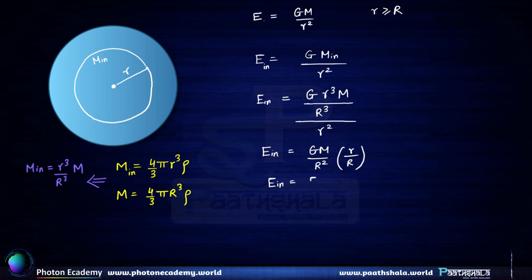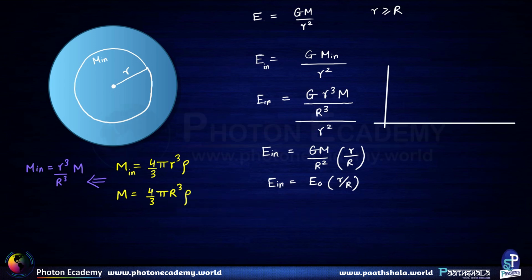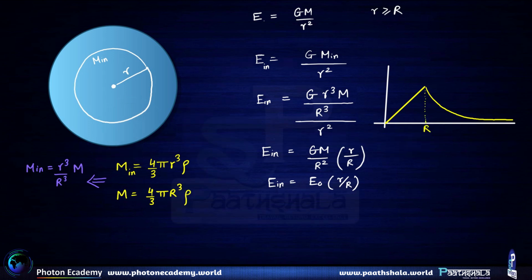So I am just writing down Gm upon R square as E naught into r upon R. If we want to draw the graph of this expression, this is the y-axis, this is the x-axis, then this linearly increases till the distance R, and after the distance R it goes down as 1 upon r square. So this is a continuous graph. This particular distance is the distance R. So we are drawing E of a uniform solid sphere as a function of r.